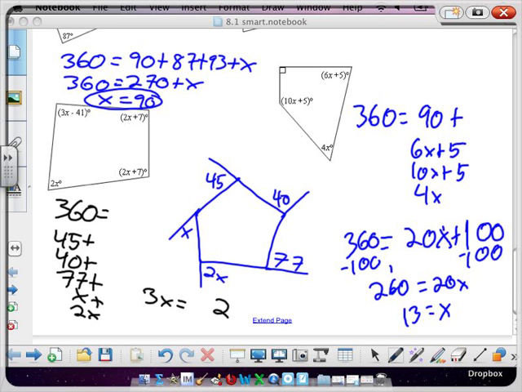Carry the 1. 8 and 8 is 16. Oops, that should be plus. 162 plus 3x equals 360. I do want you to add it. So 360 minus 162 is 198, which equals 3x, and then we're going to divide that by 3. It equals 66.